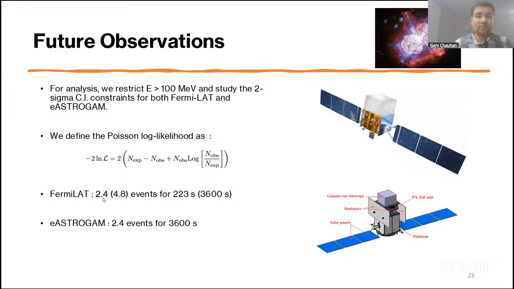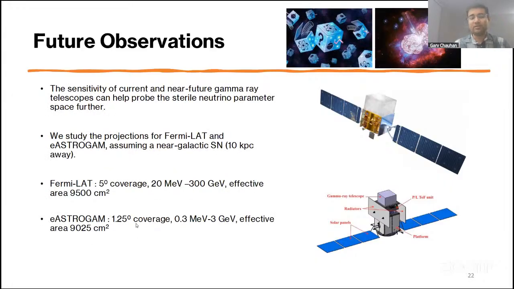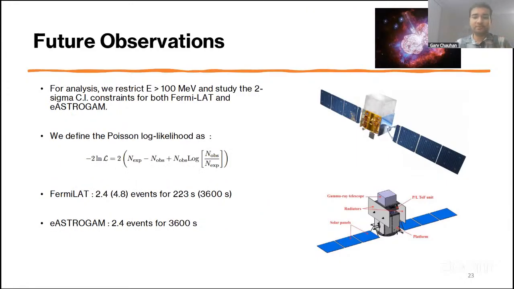As you can see, the required number of events to set bounds, given the observation time of 223 seconds or 3600 seconds, is of order 2 to 4, 2 to 5. Similarly for e-ASTROGAM, it's 2.4 events for 3600 seconds. Compared to Fermi-LAT, it's almost half of what is required for Fermi-LAT. The reason is that the angular coverage for e-ASTROGAM is much better. It's much narrower in the field of view, which gives you less background, and hence you need fewer events to set bounds.